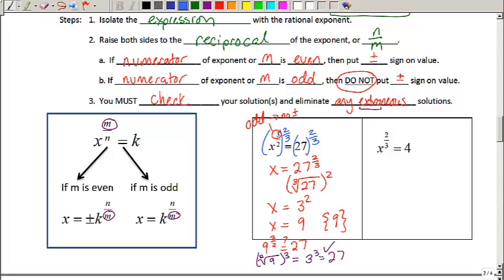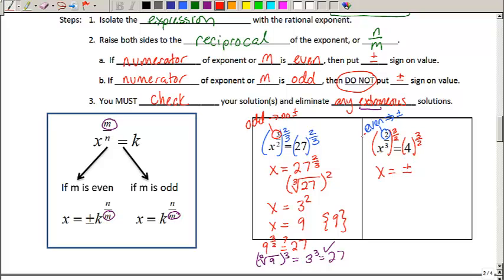On the next problem, looking at the numerator, even before I start the problem, I can look at the numerator of the exponent and identify that this numerator is even. And because the numerator is even, that tells me I will have a plus or minus in this problem. So when I raise both sides to the reciprocal, in this case the reciprocal is 3/2, I'm left with x to the invisible 1, I'm not going to write the invisible 1, equals plus or minus.